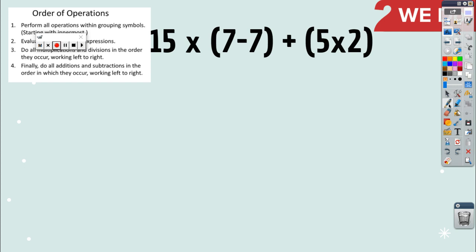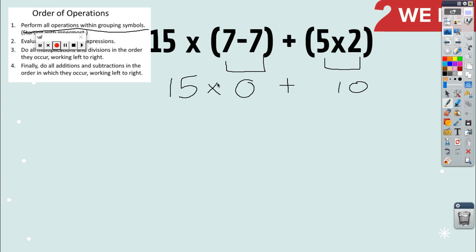Alright, so when we look at this one, what we have is we have to perform all operations within grouping symbols, starting with the innermost. So what we're going to do is we're going to look here. Because we have parentheses, we know that 7 minus 7 is 0. And then we're also going to do our other grouping symbol, our other parentheses, 5 times 2, which is 10. And we're going to bring down the plus sign, and we're going to bring down the 15. So now we're left with 15 times 0 plus 10.